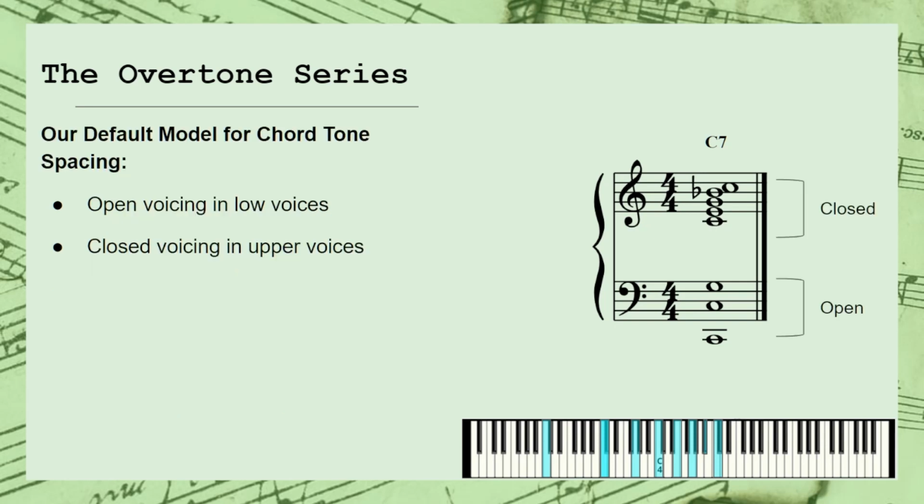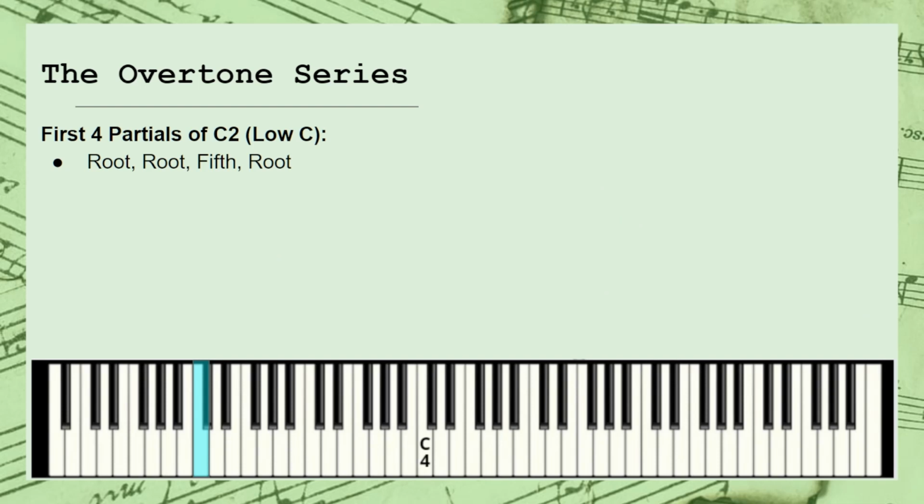For example, if we look at the overtone series, we'll notice a pattern that actually serves as the default strategy for voicing chords, using open voicings in the low registers and closed voicings in the upper registers. If we look at our example of the overtone series for low C, we see that the first 4 partials are C2, C3, G3, and C4. If we treat this like a C major chord, we'll notice that we've actually skipped several notes in between. Specifically, we've skipped E2, G2, and E3. That's 2 thirds and a fifth.